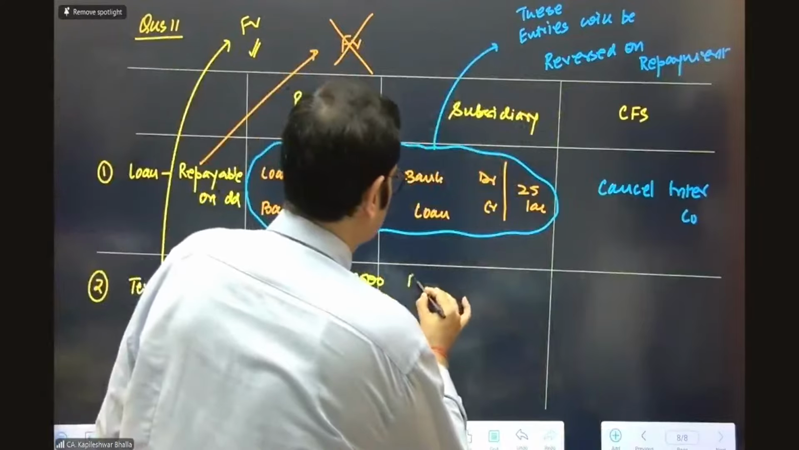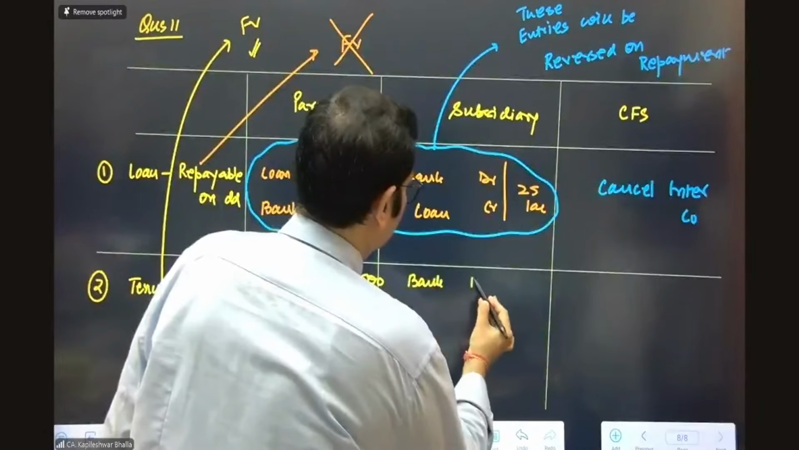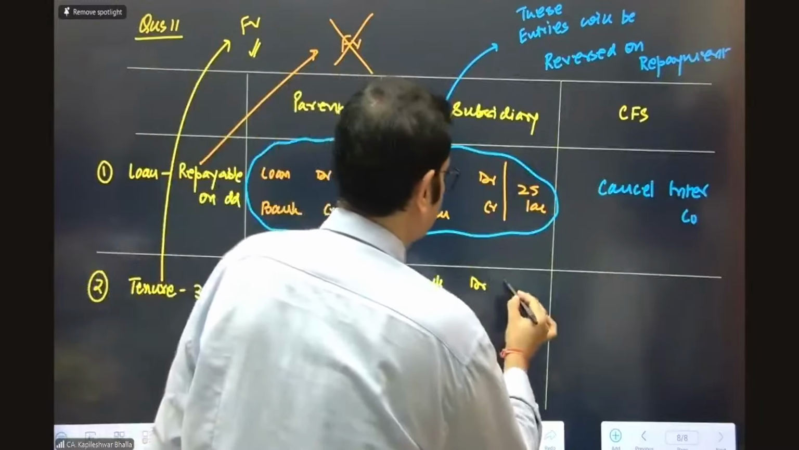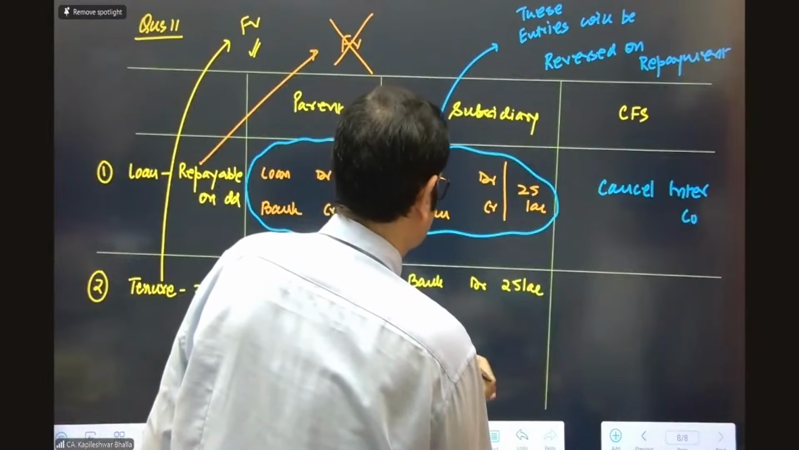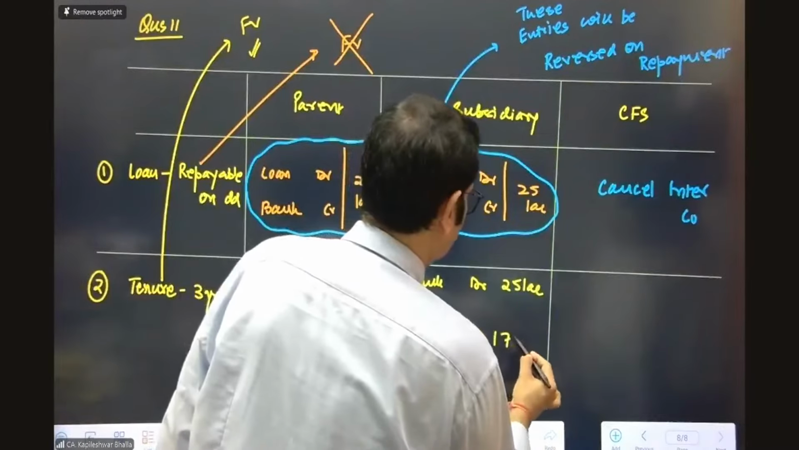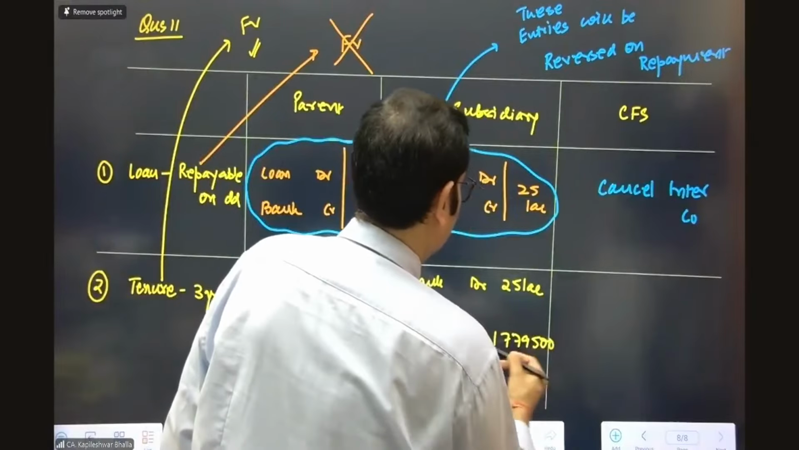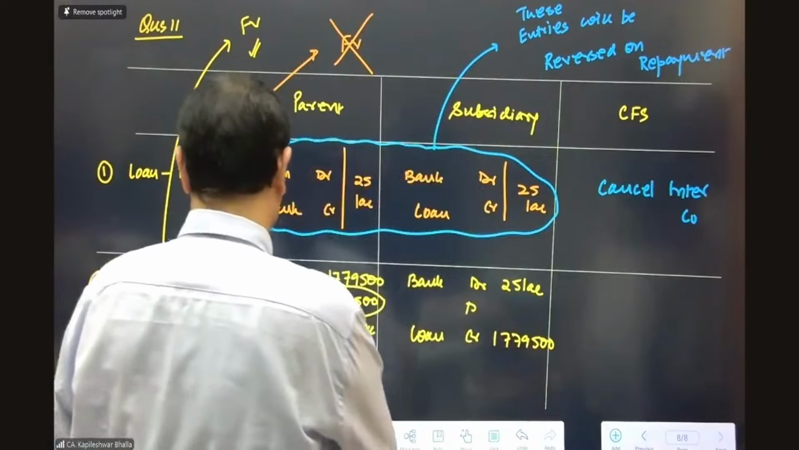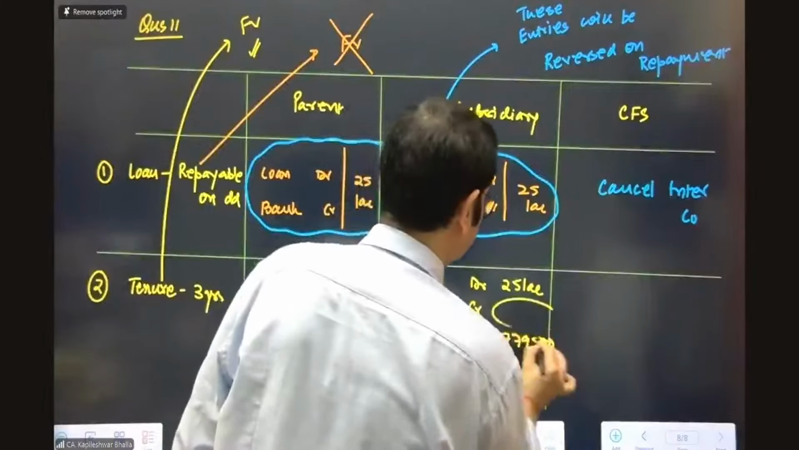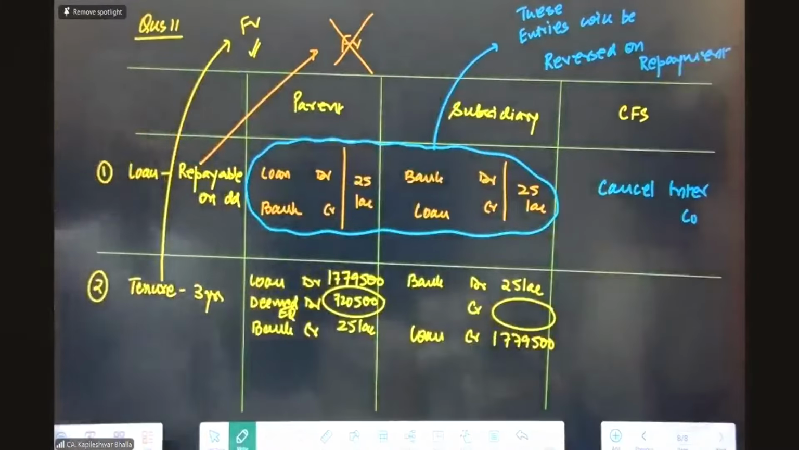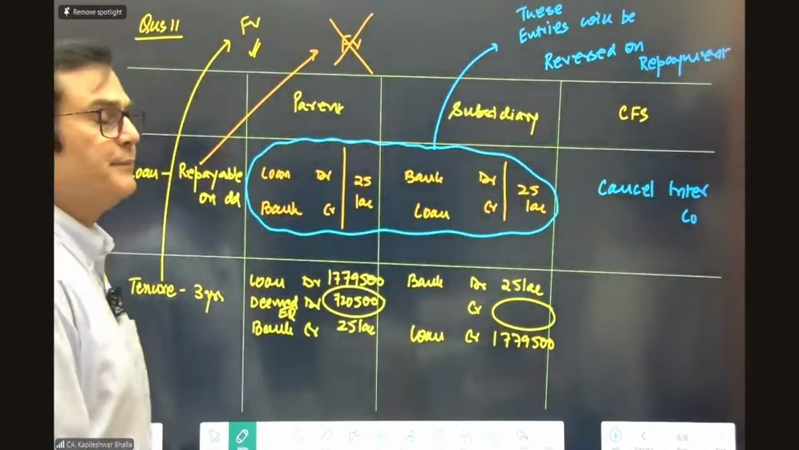Similarly, he would also pass an entry that is bank gets a debit, to the extent of 25 lakhs. The loan which is taken gets a credit at the fair value, 17,79,500. And would you like to tell me where are you going to take the difference on the credit side? And that's a crucial point. Where are you going to take the difference in the books of the subsidiary?